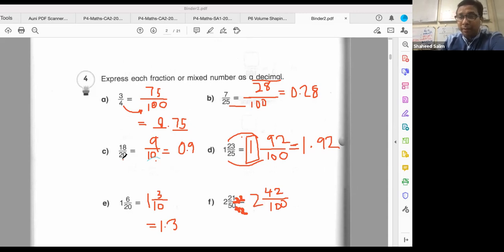We make it into 100, can? We make it 100. So now times 5, you get 100. Good. Times 5, you get how much? 18 times 5, how much do you get? 90, yeah? Then they say you must bring it to lowest term. Oh, divide by 10. Then divide by 10, what happened? Alamak, 9 out of 10. It's still the same.